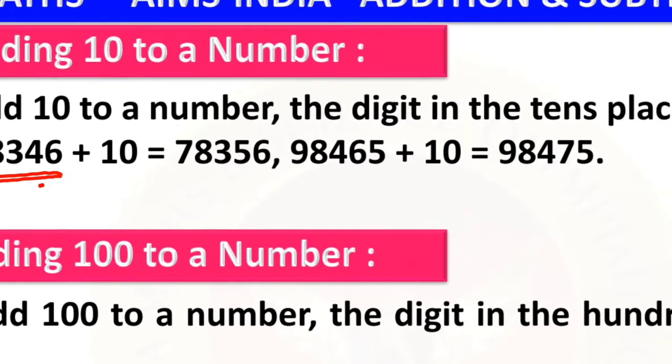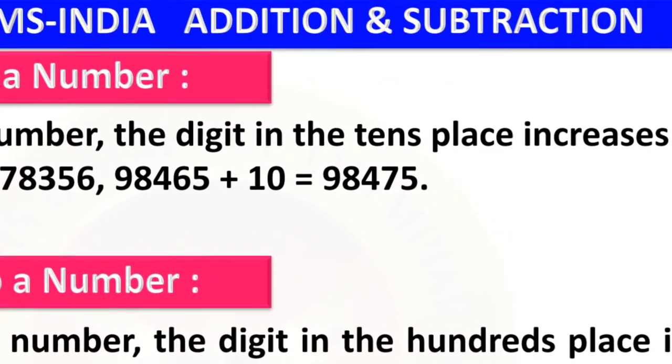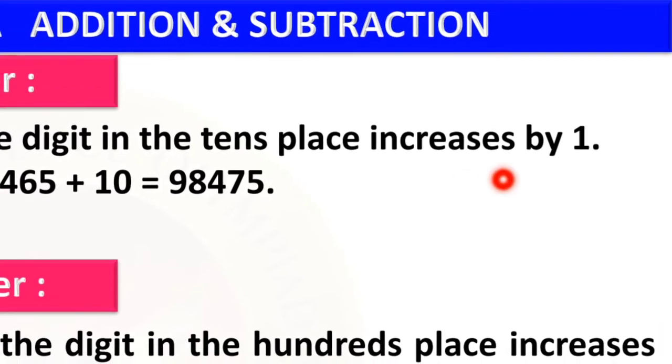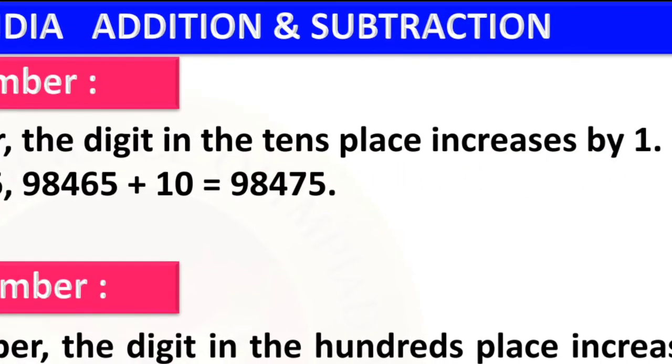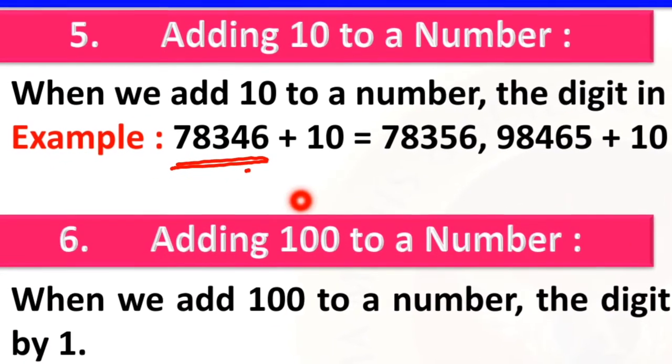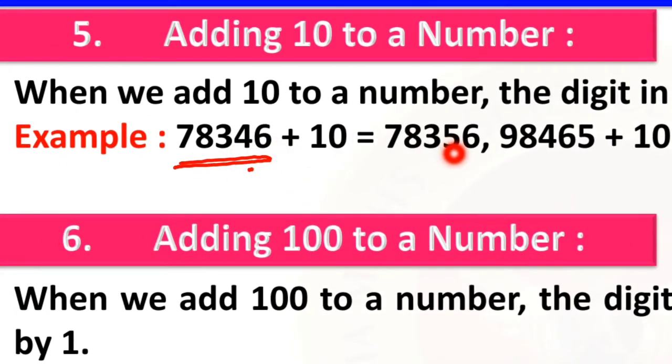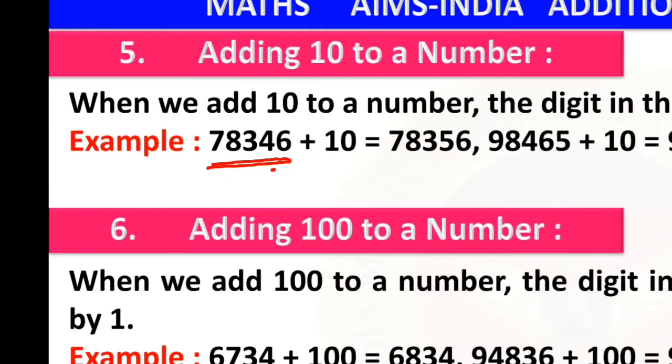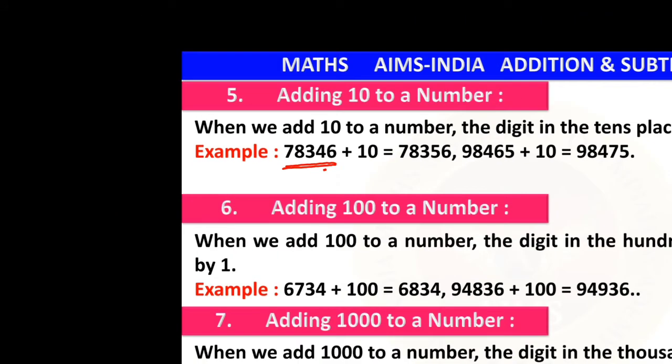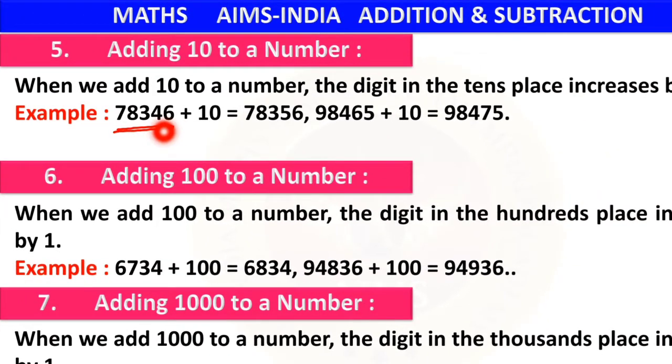Yes, what are they saying? The digit in the tens place increases by 1. That is what has happened here, right? It was 4. Now 4 plus 1 becomes 5. Now how did it increase? Because we added 10 to the number. We added what? We added 10 to the number.